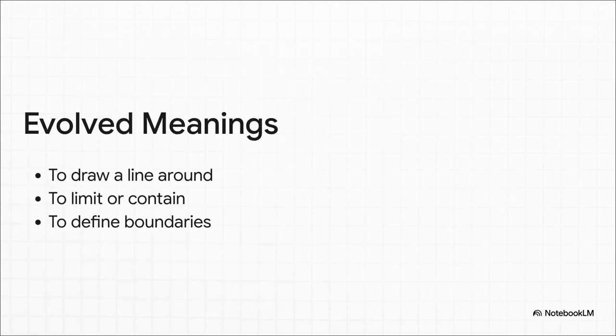But from that simple idea of just drawing a line, the word's meaning really evolved. To circumscribe something now means to limit it, to contain it, to define its boundaries. There's that famous Tolstoy story about a guy who's told he can own all the land he can walk around in one day. He gets greedy, tries to circumscribe this enormous area, and he dies from exhaustion. It's just a powerful metaphor for setting limits.